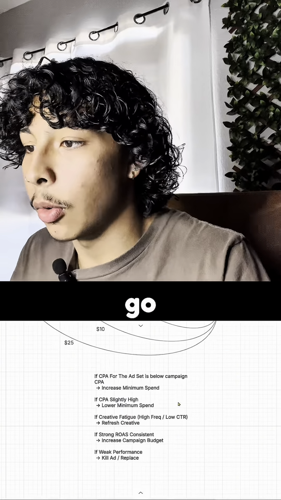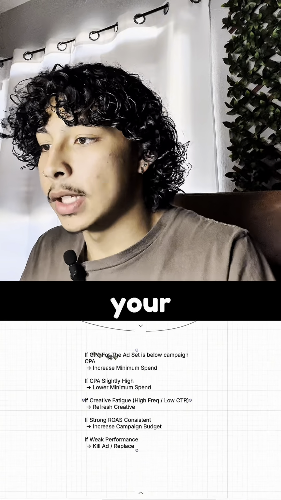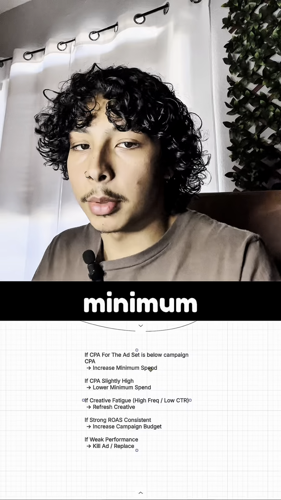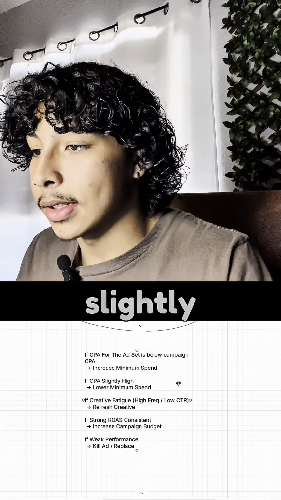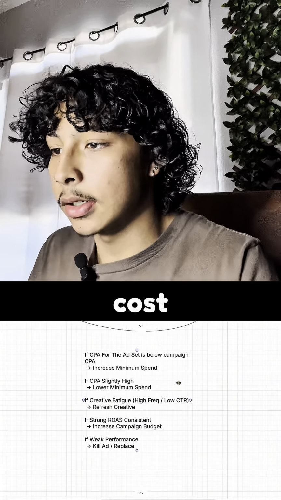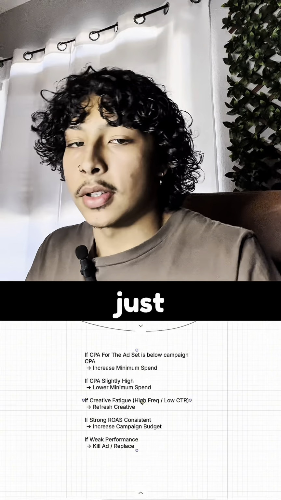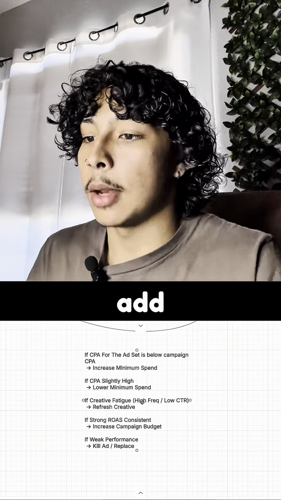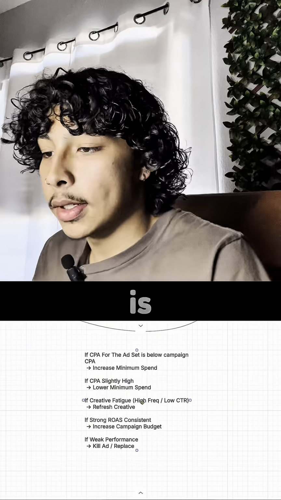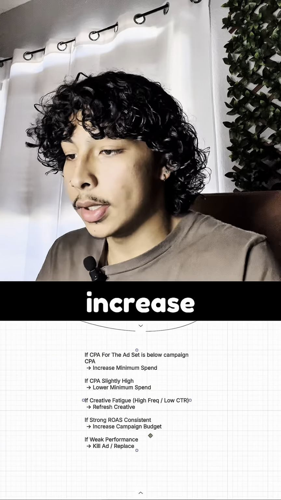So this is kind of what I go off of as a rule. If your CPA for the ad set is below the campaign cost per action, then you can increase the minimum spending limit. If the cost per action is slightly higher than the campaign cost per action, then you lower the minimum spending limit. If the creative has creative fatigue or it's just not doing well, you just refresh the creative and add more creatives. If the ROAS is strong in the campaign, you increase the campaign budget.